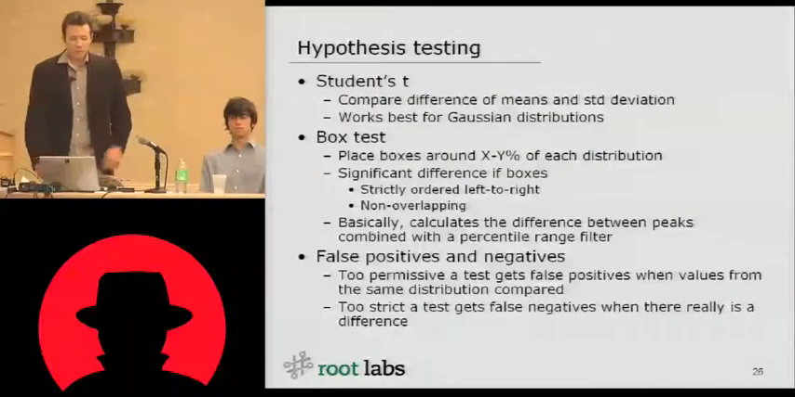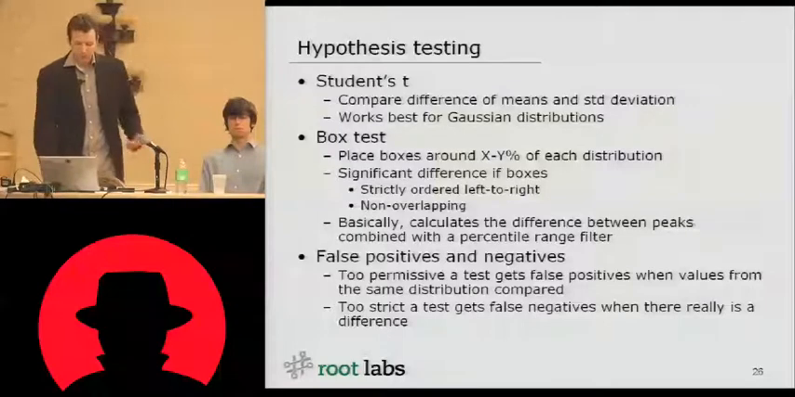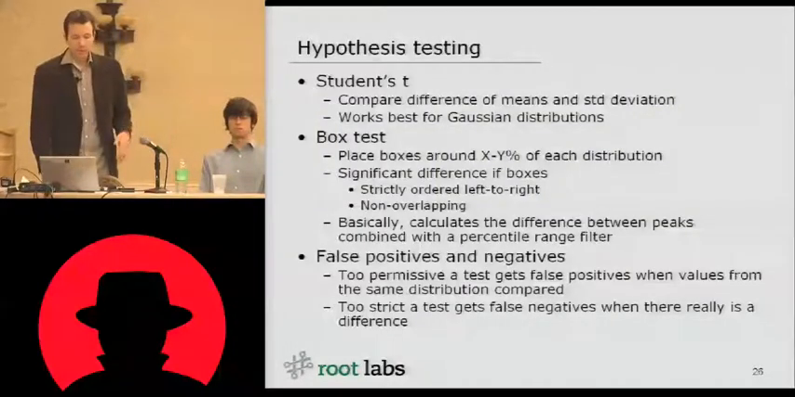False positives and false negatives, standard thing. You want to avoid both. If you have too permissive a test, then you get false positives by saying they're different when they're not. If you have too strict a test, then you'll reject things which actually are different.